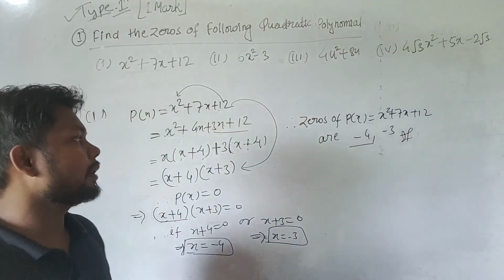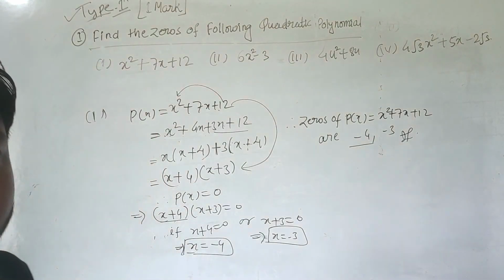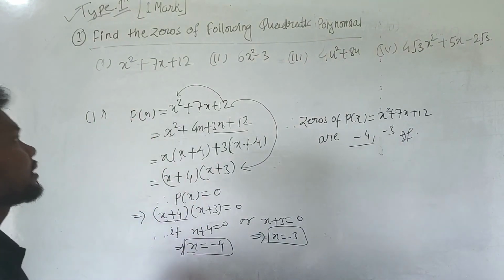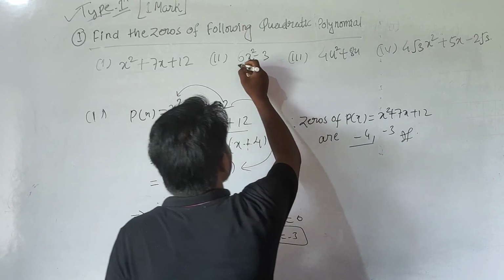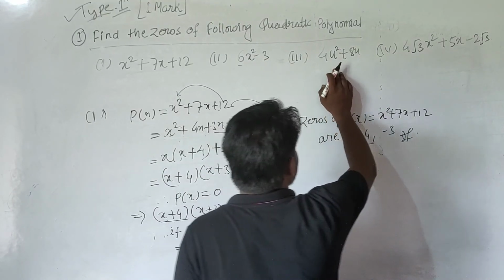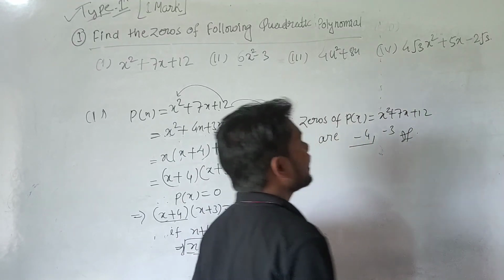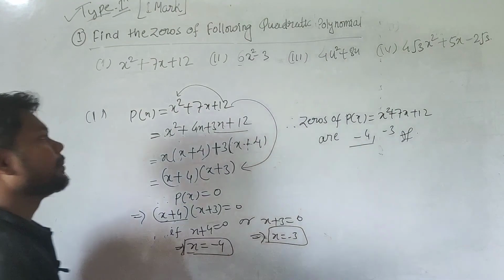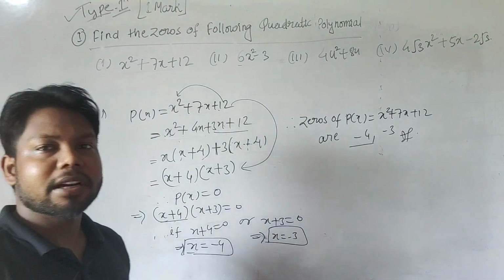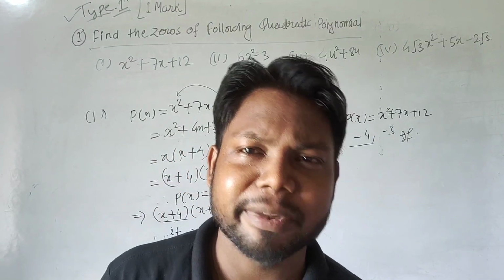I hope you understood this one. The remaining questions are the second one, 6x square minus 3, 4u square plus 8u, and the fourth one, 4 root 3 x square plus 5x minus 2 root 3. You have to solve the remaining questions by yourself, and if you face any problem, then you can ask me.